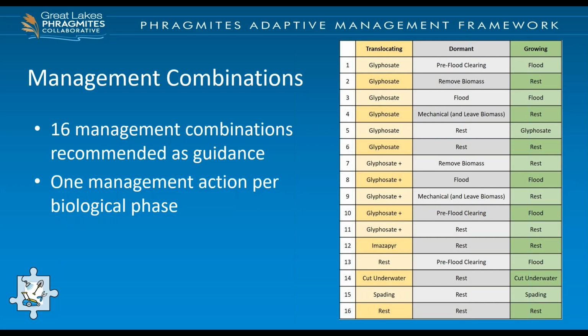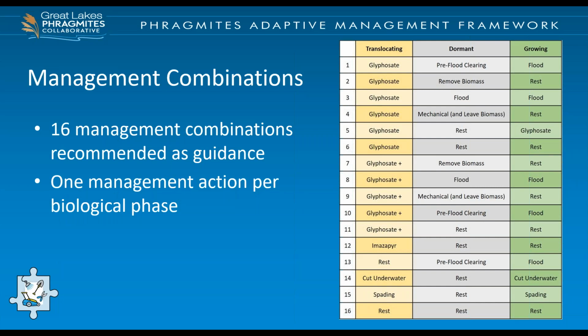As you carry out these management actions, you'll need to submit a corresponding management report. Each management action that occurs during a phase should be reported. So if you plan to implement more than 1 management action per phase, we recommend that you enroll more than 1 management unit so that each management unit only has 1 management action and 1 management report per phase.